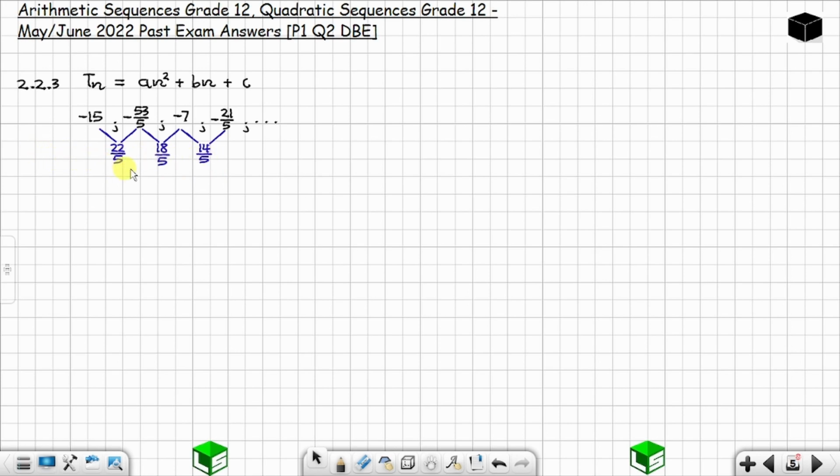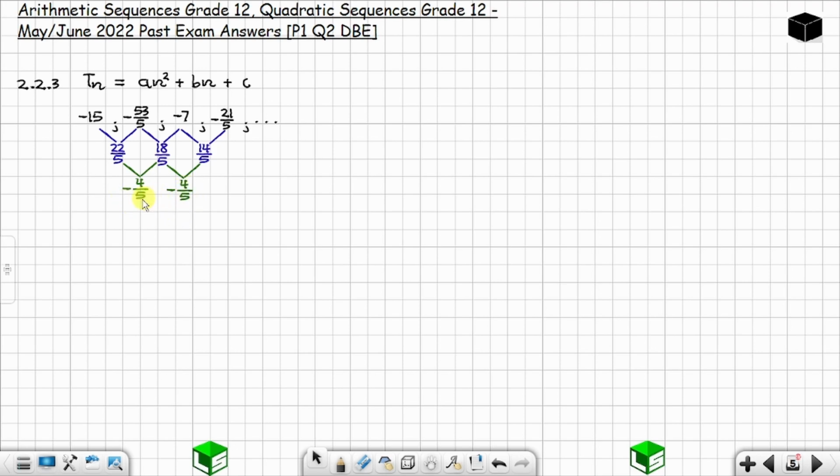Let's get the second difference. So what is the difference between 22 over 5 and 18 over 5? Take the next term minus the previous term. So you have 18 over 5 minus 22 over 5. The difference is going to be negative 4 over 5. You do the same here: 14 over 5 minus 18 over 5. The difference is going to be negative 4 over 5.